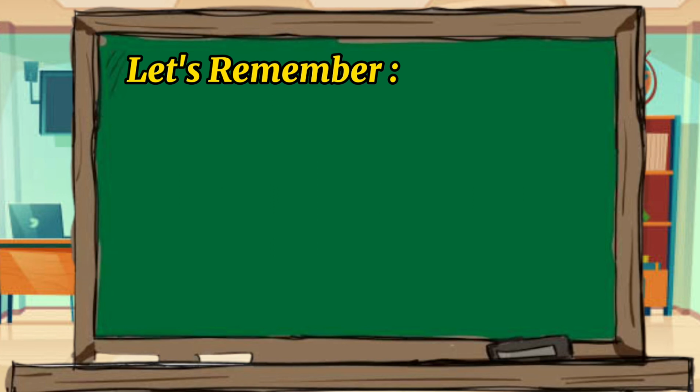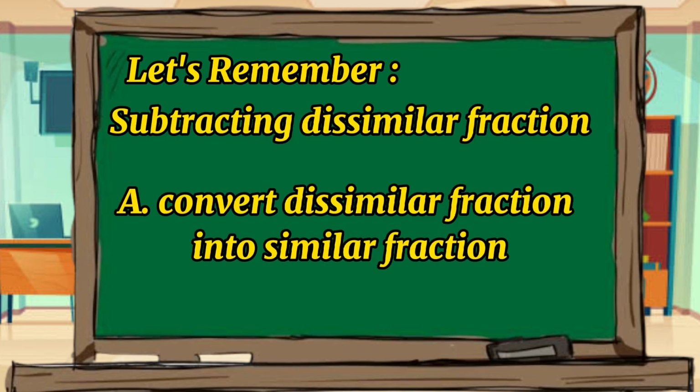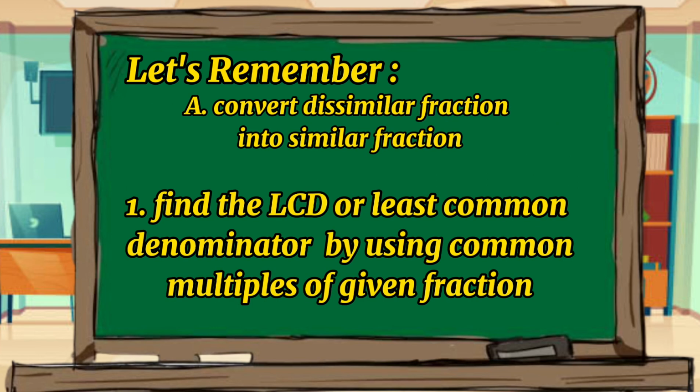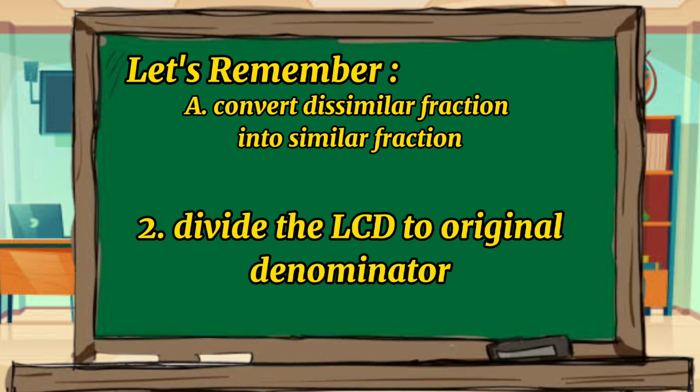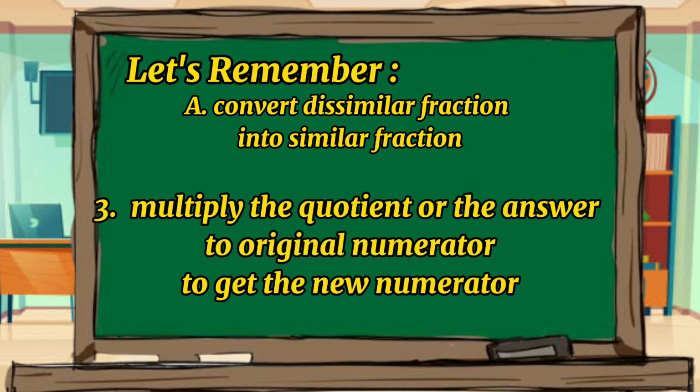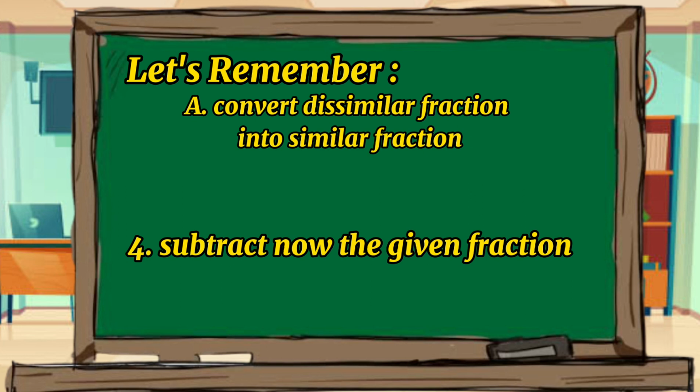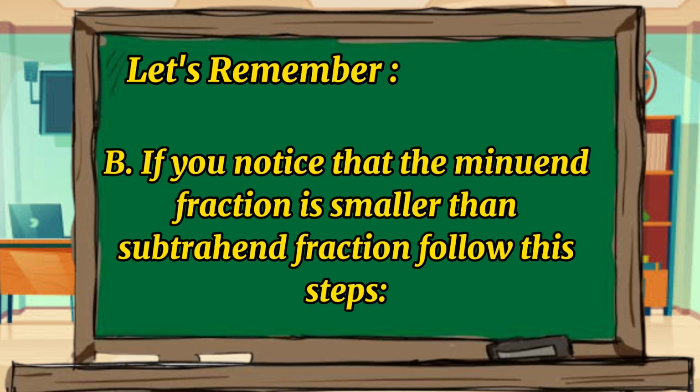Let's remember this in subtracting dissimilar fractions. Convert dissimilar fractions into similar fractions. Here are the steps. Find first the LCD, or the least common denominator, by using common multiples of the given fractions. Then, divide the LCD by the original denominator. Next, multiply the answer to the original numerator to get the new numerator. Then, proceed to subtraction.